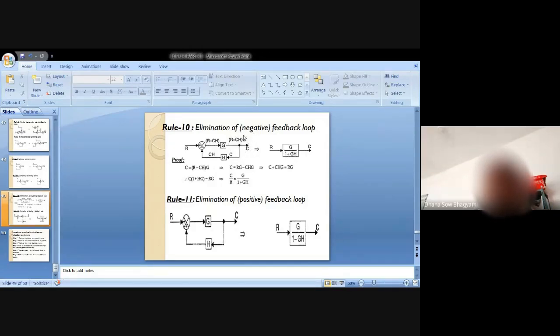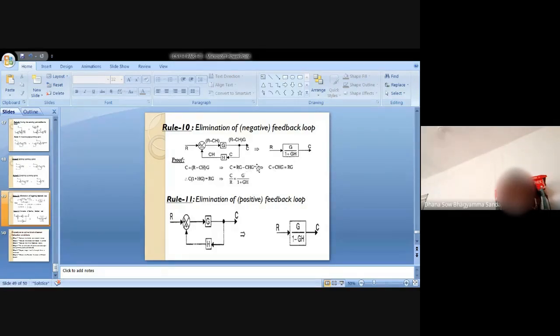So this output will be almost equal to C. Yes or no? R minus EH into G is equal to what? C. So C is equal to R minus EH into G. Okay, so I can expand it. I can make this G go inside the bracket. I can write C equal to R into G minus EH into G. C is equal to R into G minus CH into G.